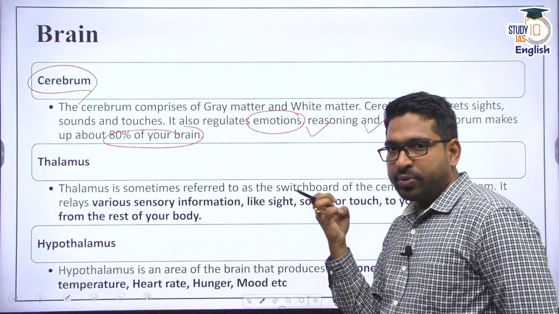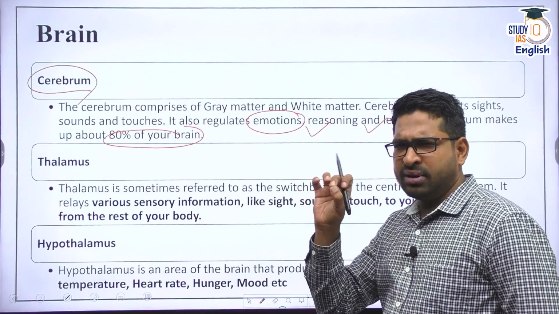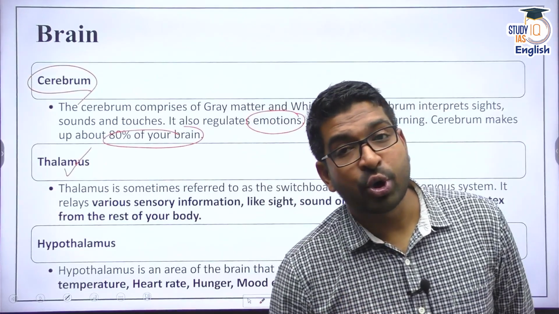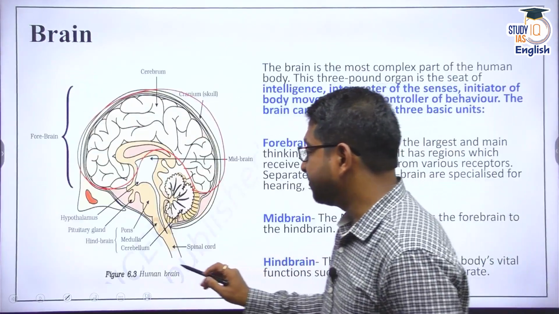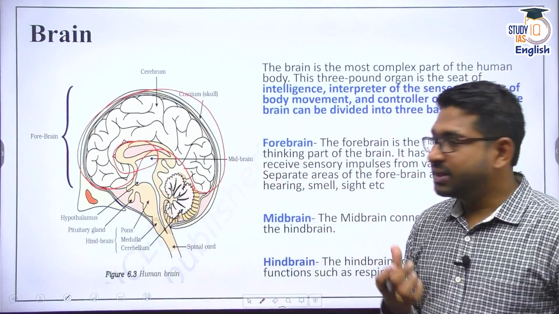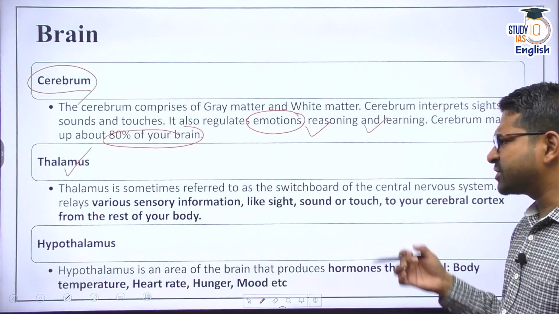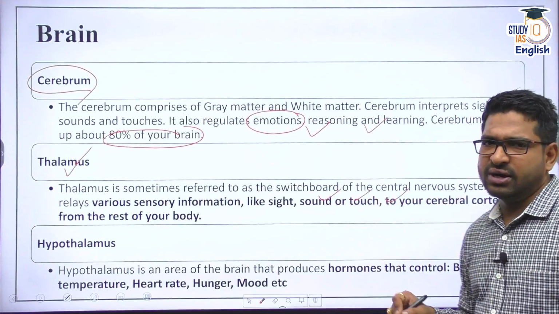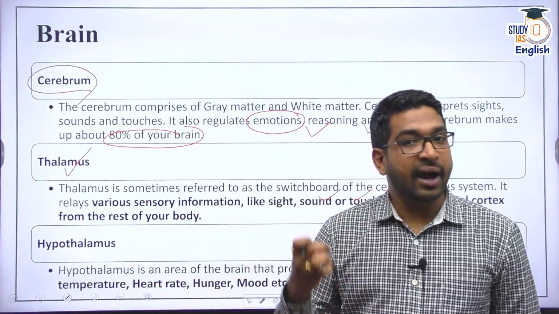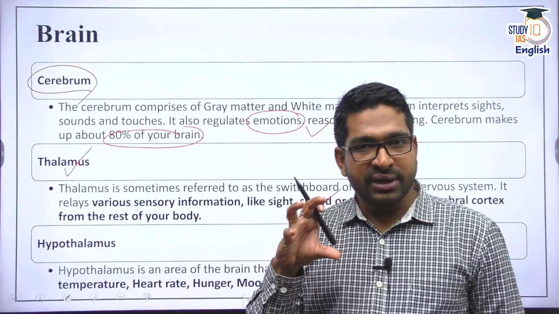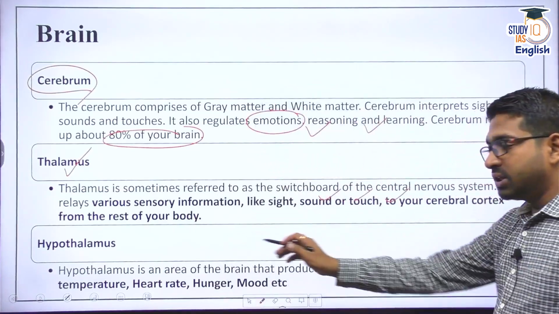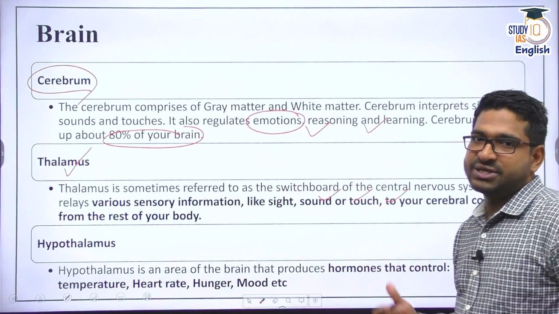In the forebrain, just below the forebrain, at the connection, I would say near the midbrain, we have the thalamus. Now thalamus is called the switchboard of our brain. Thalamus is responsible for all the sensory functions that we have, like sight, sound, touch, etc. It helps us in sensing. Below the thalamus there is the hypothalamus. Now hypothalamus is a very important gland in the head which helps to secrete hormones which control the body temperature, heart rate, hunger, mood, etc.